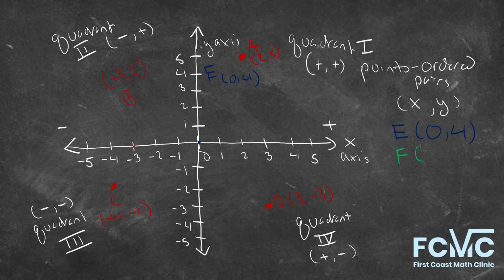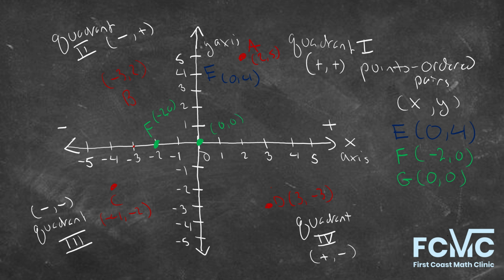And what if we have point F at -2, 0? So now again, starting at 0, we're going to go -2 on the x-axis, but y is 0, so we're not moving up or down at all. So our point F right here, -2, 0 is going to be right there on our x-axis. I like that green, so we'll do another point in green. Let's do point G, which is 0, 0. So 0, 0 is going to be right here.